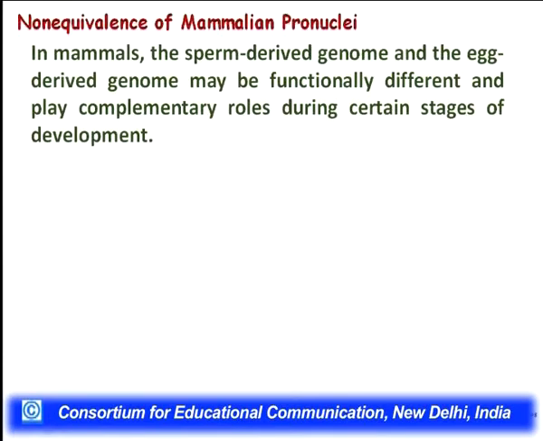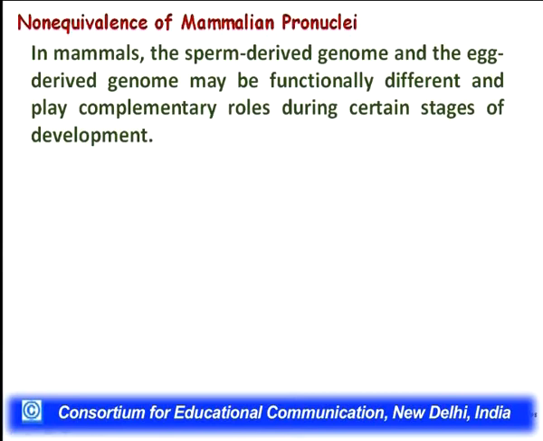Now, one important phenomenon to talk about is that the genetic material of the male and the female is the same except for certain variations. The diploid cell is formed because the male and the female genetic material is the same except for the sex chromosome. However, there is evidence that the mammalian pronuclei are non-equivalent. In mammals, the sperm-derived genome and the egg-derived genome may be functionally different and play complementary roles during certain stages of development. So they are not equal genomes. The number is the same, the chromosomes are the same, but whether they are coming from male or female, they are actually non-equivalent.